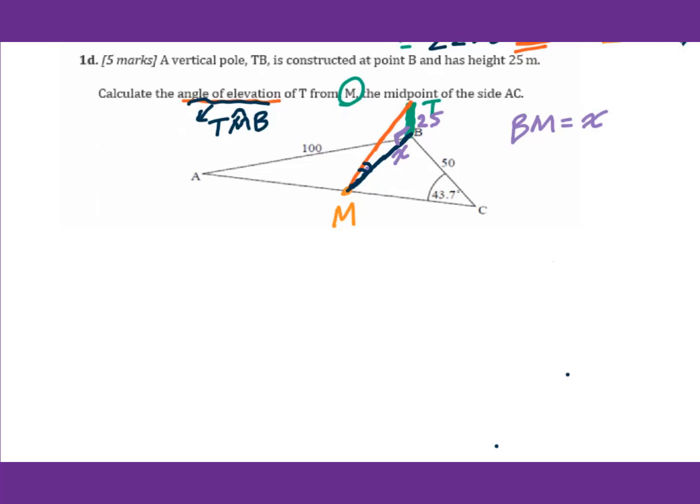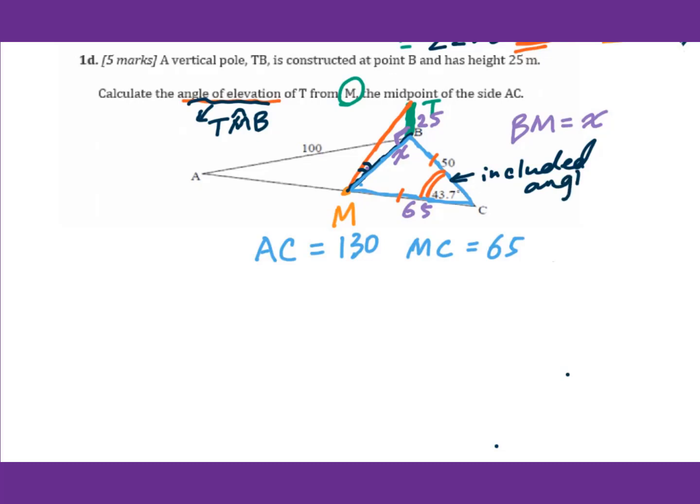Then for triangle BCM, we can figure out BM by using Cosine Law because we figured out AC equals 130. Therefore, MC equals 65. We got this one is 65. For this triangle, the blue one I drew, we are given two sides and the included angle. Therefore, we can use the cosine law because this is the included angle.